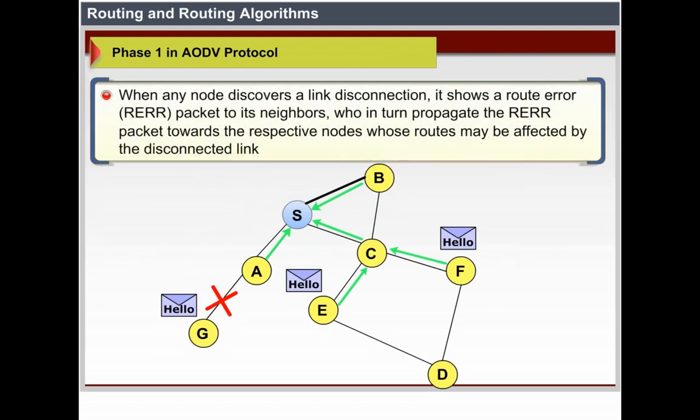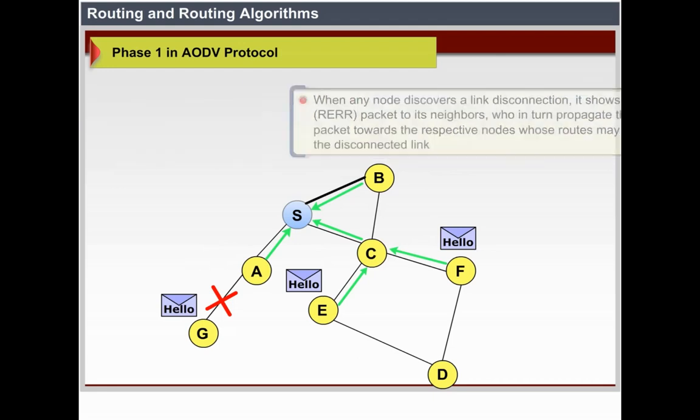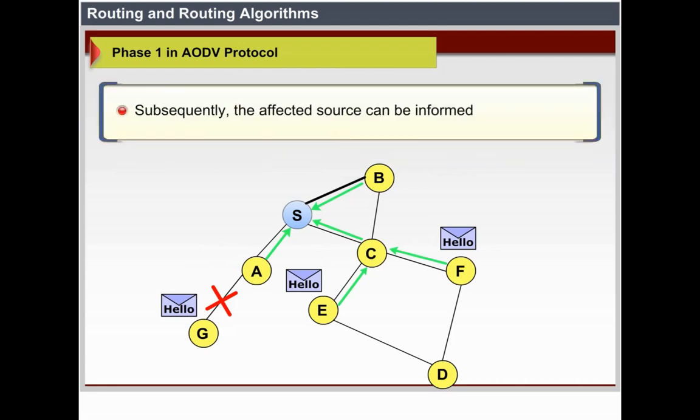When any node discovers a link disconnection, it broadcasts a route error RERR packet to its neighbor, who in turn propagate the RERR packet towards those nodes whose routes may be affected by the disconnected link. Then the affected source can be informed.